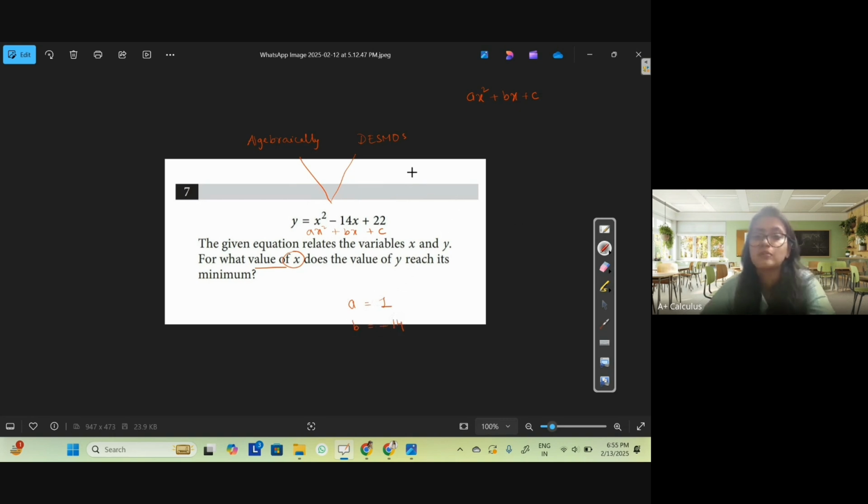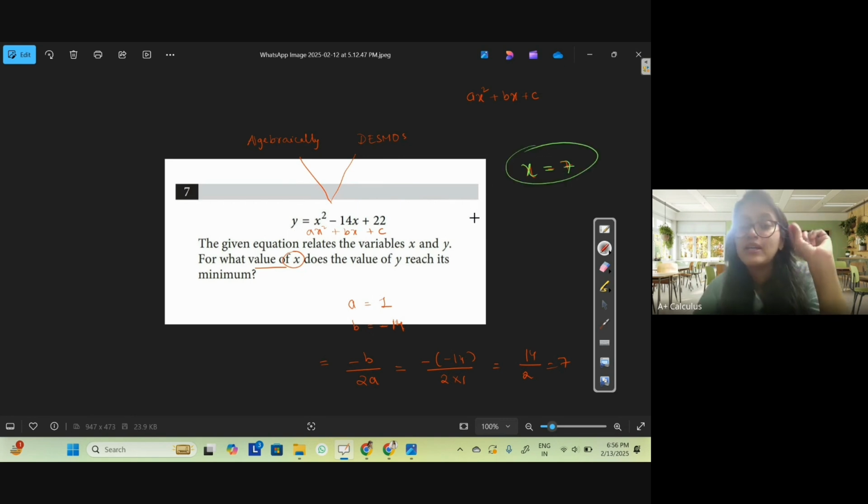Once you have this, the value of x at which y will reach its minimum is given by -b over 2a. So all you have to do is put the values of a and b into this formula. Now be careful, it says -b, and b is already negative. So it will be negative of -14 over 2a, so positive 14 over 2, which is 7. So when x is equal to 7, y will take its minimum value.